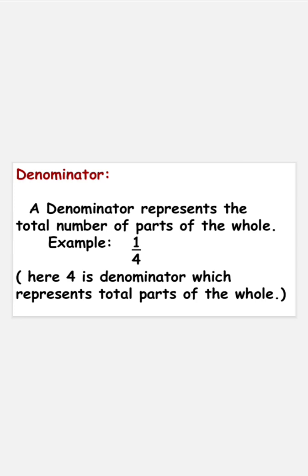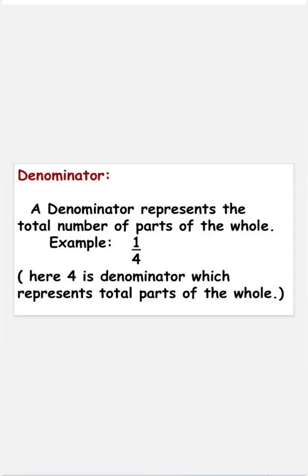Suppose we cut a watermelon in 4 parts. So each part is 1/4. Correct? Here we are talking about one part out of 4 parts. So 1 is the numerator and 4 is the denominator, which shows total number of parts are 4. So denominator shows total number of parts. Children, when we do our sums, it will be more clear to you.